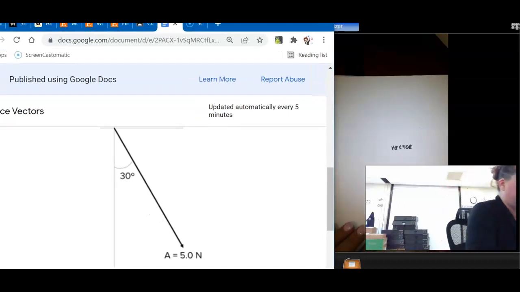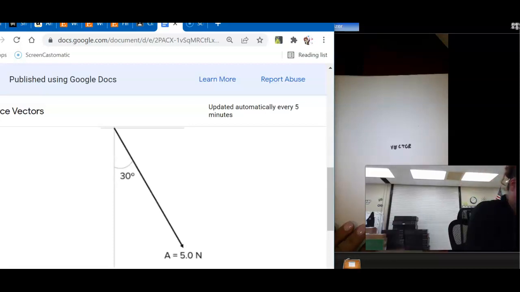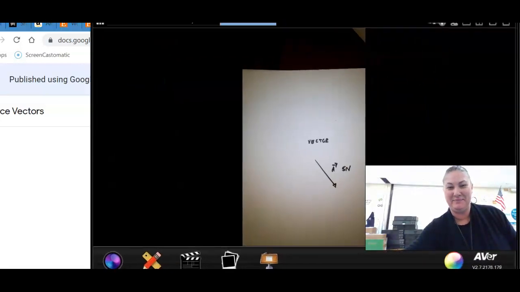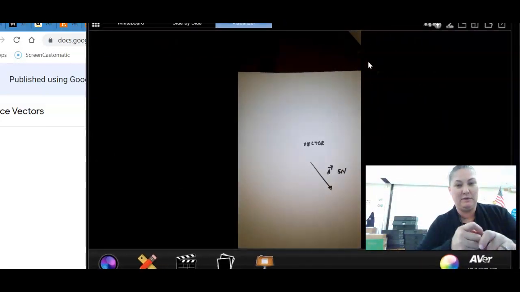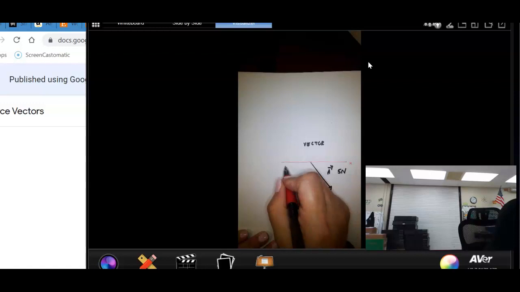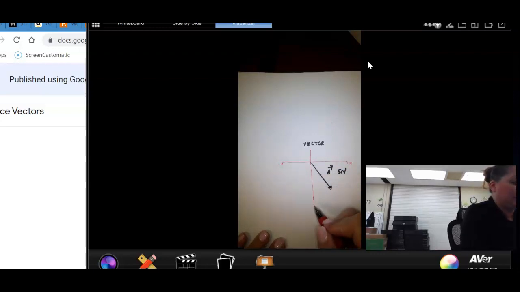So we have a vector. It is labeled A, and it has a force of 5 newtons. So its magnitude is 5 newtons. I'm blocking it, I'll fix that. Magnitude is 5 newtons. We know that it is going down below the x-axis, so it's pointing down, and it is going to the right of the y-axis. So its sense is down and to the right.